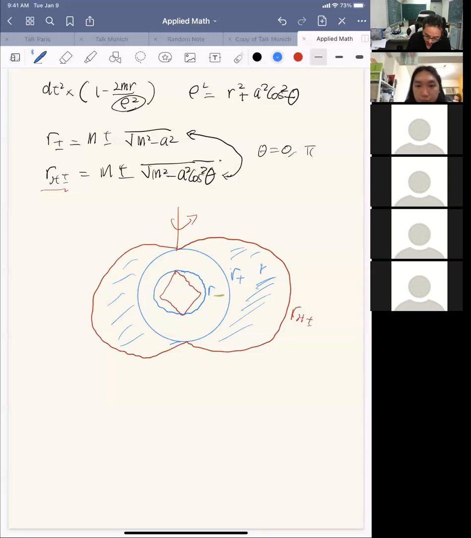So this is called the ergosphere. And basically here, light rays are going to be trapped inside this. This is like a trapping surface. So we'll discuss more about why these are trapping. Okay. So this is basically the structure that you have for a rotating black hole.